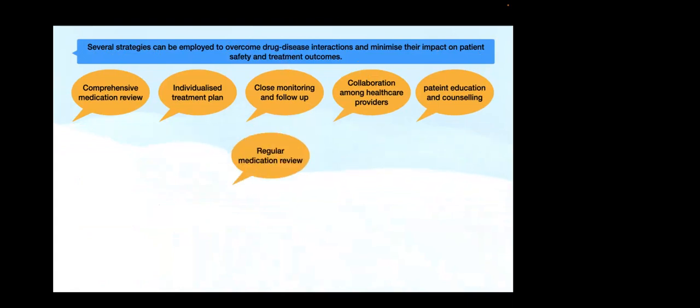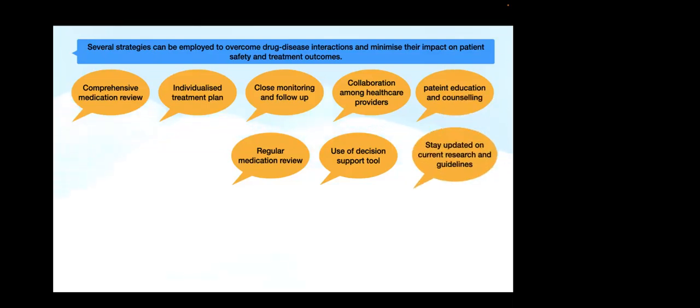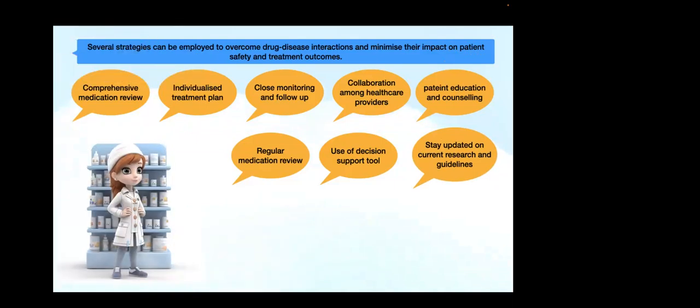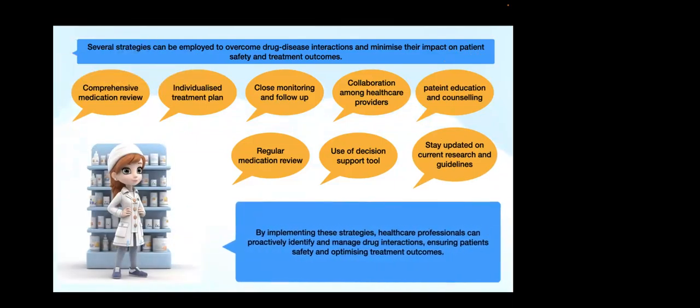So these are some strategies. Regular medication review, use of decision support tools, that is health records, etc. And stay updated on current research and current guidelines for drug-disease interaction avoidance. So that is how to overcome them. As healthcare professionals, we can do it by implementing these strategies, proactively identifying and managing drug-drug or drug-food interactions, ensuring patient safety and optimizing treatment outcomes.